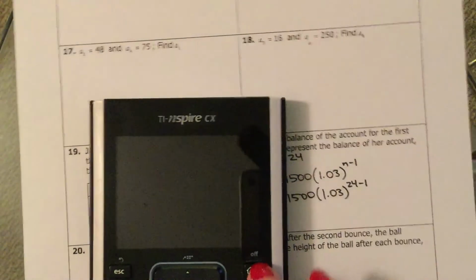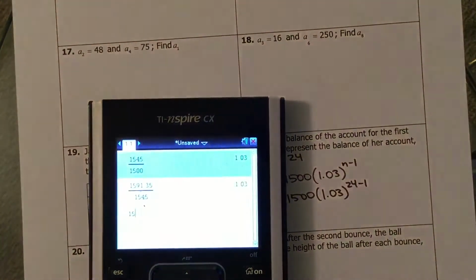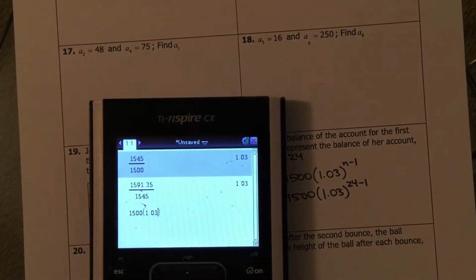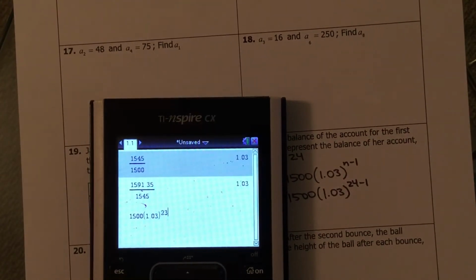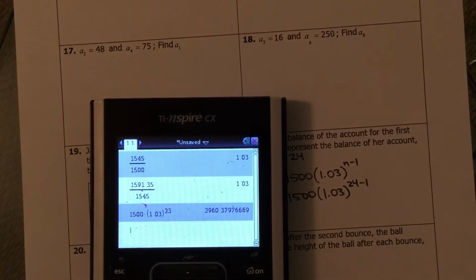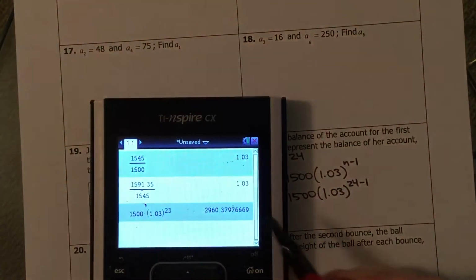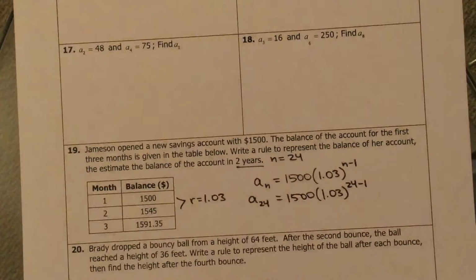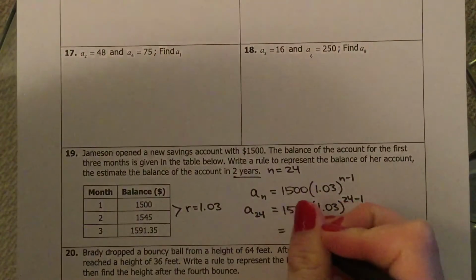So we do 1,500 times 1.03, and then raised to the 24 minus 1, so 23rd. Okay, so that gives us this. Remember, it's money, so like the 0.397, etc., you'd round that to 38. So it'd be $2,960.38.